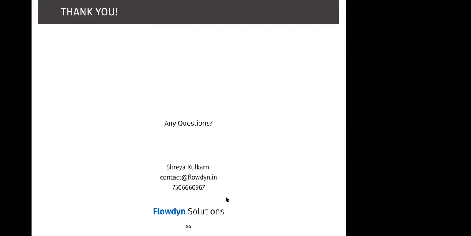Great. There are a couple more questions. Yes. There is one question. What is the minimum time required for CFD in case of a basement car park?